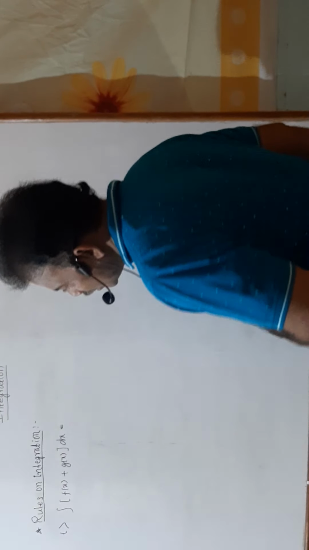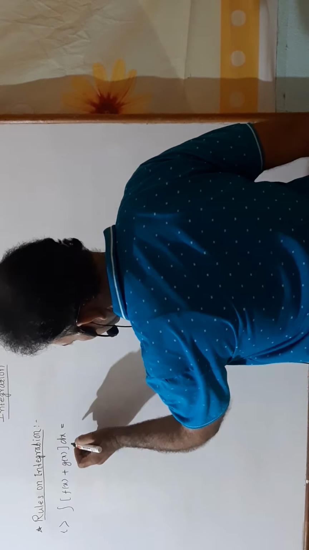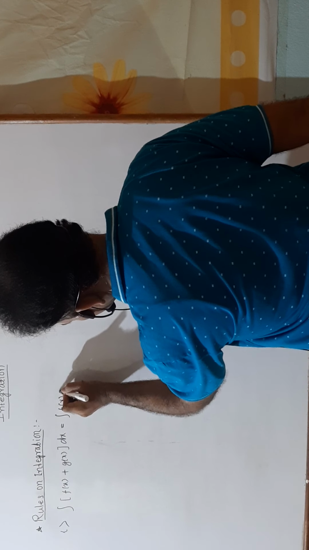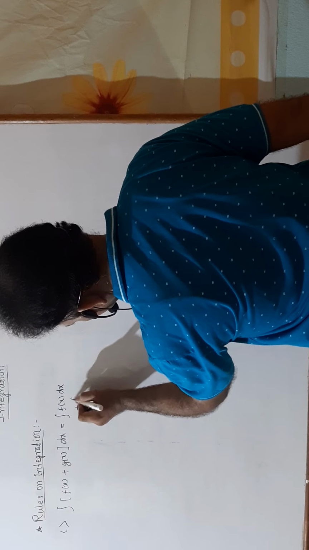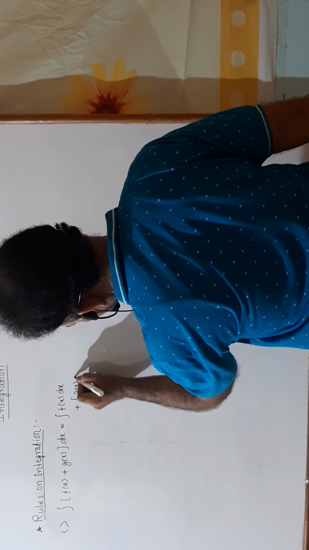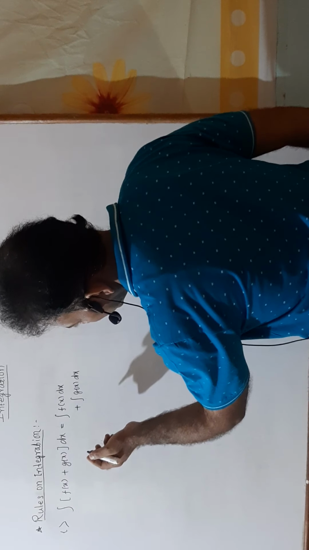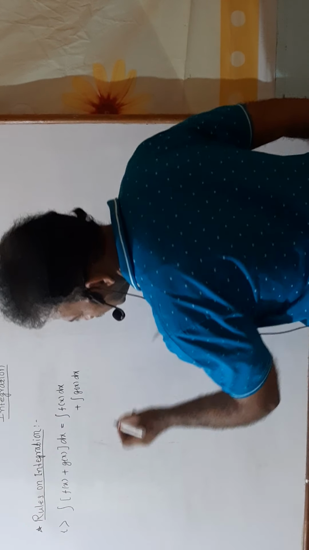We are going to study rules on integration, which are very important. See carefully. First rule: integration of f of x plus g of x dx is equal to integration of f of x dx plus integration of g of x dx. If there are two terms, you can take integration of each term separately.